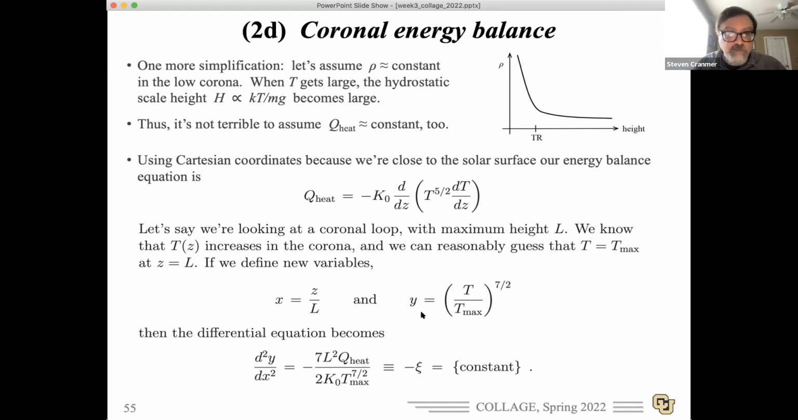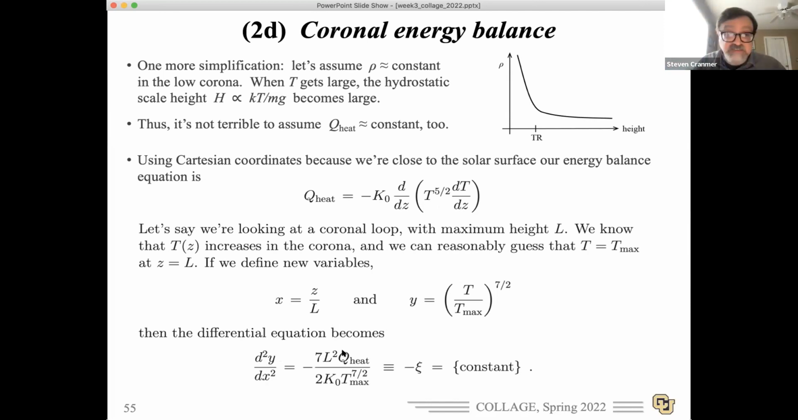The trickier variable is to take the temperature and take it to the 7/2 power and normalize it by the temperature at the top of the loop, which we don't know yet. That's still undetermined, but it's convenient to do it this way, because when you look at this slightly complicated second derivative in terms of this new y, it's simpler.